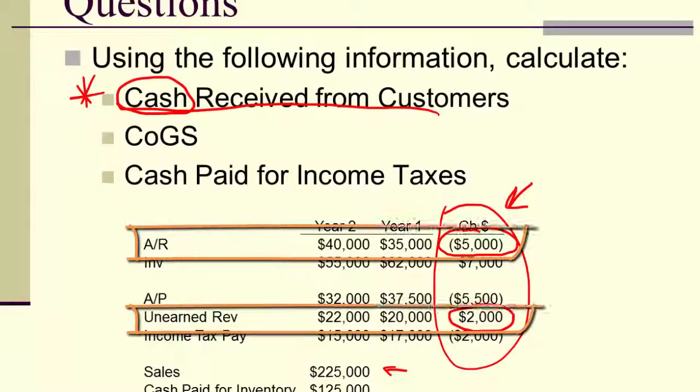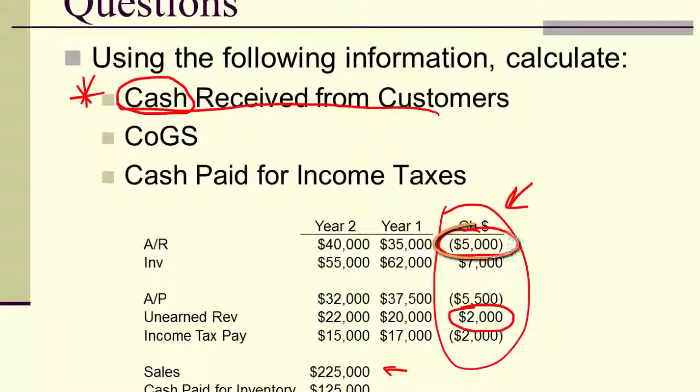So these are the 2 adjustments I want to put in, and we've got a negative change because of our accounts receivable, and we've got a positive change because of unearned revenue. And you can see that here. We went from $35,000 to $40,000. Accounts receivable goes up, so cash goes down. Unearned revenue goes up. This is a liability, so we're using the wave, so cash goes up. So that's what our numbers are showing.